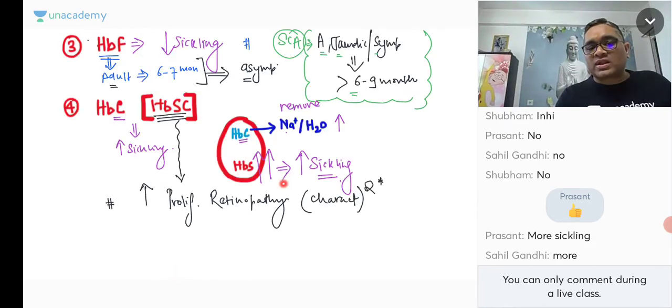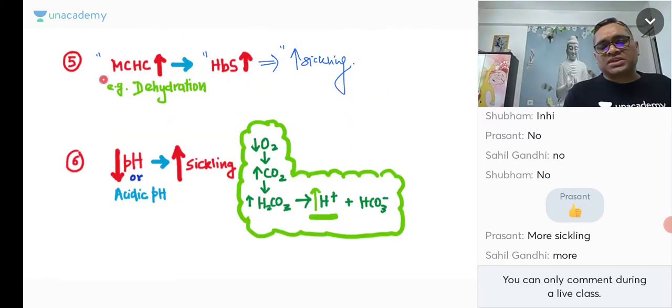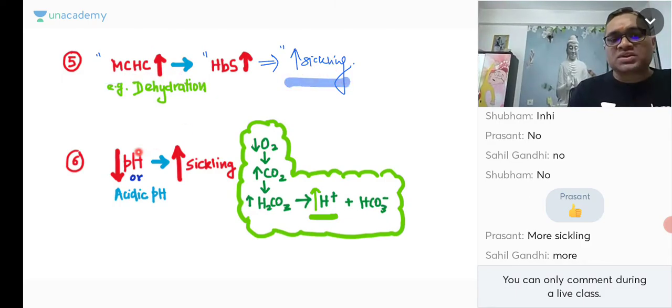So you remember what has happened here? Water has been removed. So if water is removed outside, so HbS concentration will be increased. So that is what we are seeing here also. During dehydration, MCHC will be increased, and there will be increased HbS concentration, and that will be promoting more sickling, right? Another important thing. This question has been asked in previous year NEET PG exam.